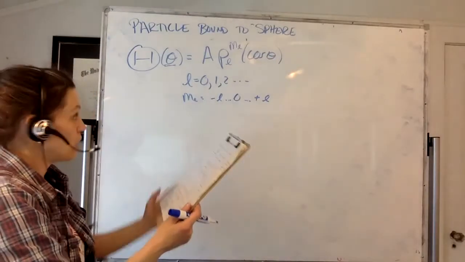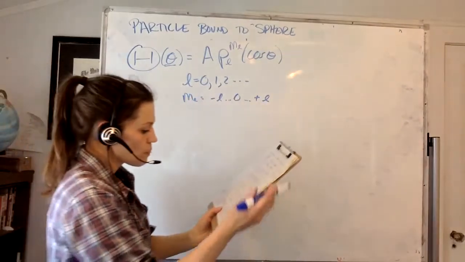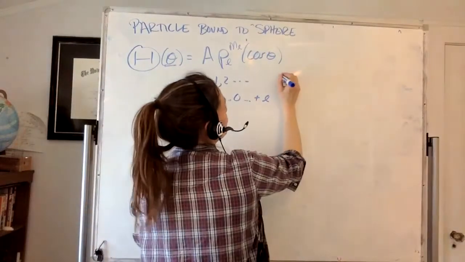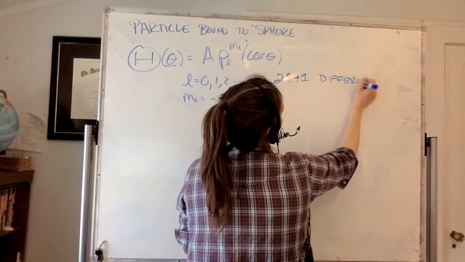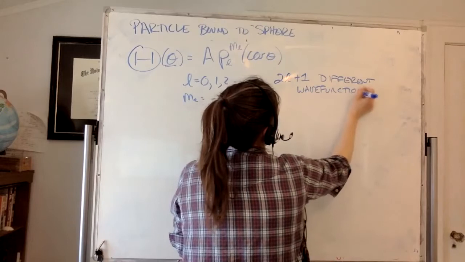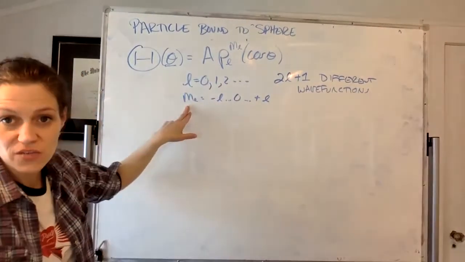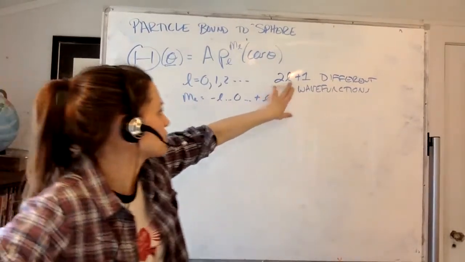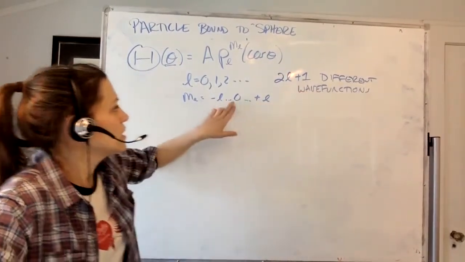Okay, so L is restricted to 0, 1, 2, and so on. And there are 2L plus 1 different wave functions contained here. This is where the m sub L will tell you which specific wave function you've got. So minus L up to 0 to positive L. So that's where the 2L comes from, plus 1 for the 0.